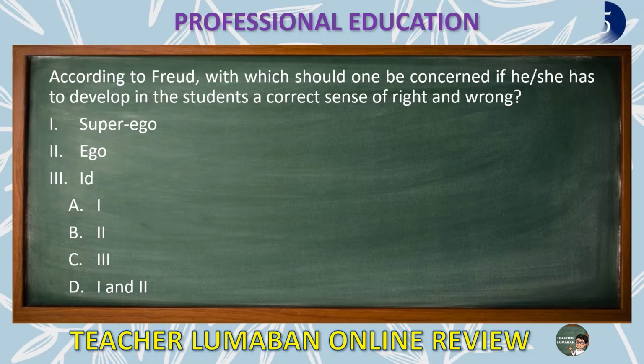5, 4, 3, 2, 1. The correct answer is letter A. Roman numeral 1. According to Freud, superego should be concerned if she has to develop in the students a correct sense of right and wrong.